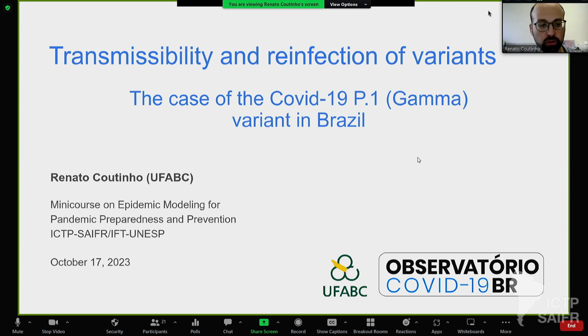And today, what I want to talk to you about is a case study on using models to assess transmissibility and reinfection of variants, right? So this is one paper that we did that was really nice and really important at the time. That is the analysis of the P1 variant, as it was called then. Later, it was called the gamma variant, right?